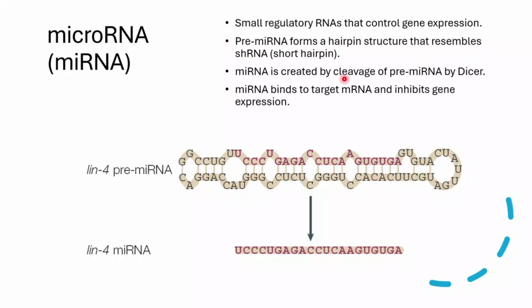But these microRNAs, they form a hairpin loop like this, which resembles all the loops that we've seen before, but it's a little bit different. It looks like the short hairpin loop found in shRNA, which is SH. So this is RNA interference, and they look similar. They have similar mechanisms. They use the same proteins. It's just they do their silencing in different ways, okay?